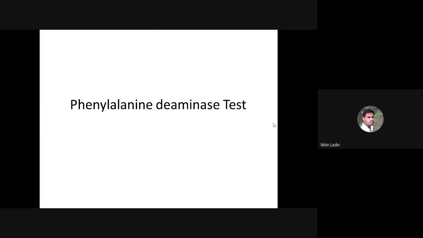So I think we also have one set of biochemicals to be studied after this, that is called the IMViC test. Collectively, 4 tests are there. Before that we have one more test to be studied. So in this whole week we have different biochemicals to be studied, and starting with the first one, that is the phenylalanine deaminase test.